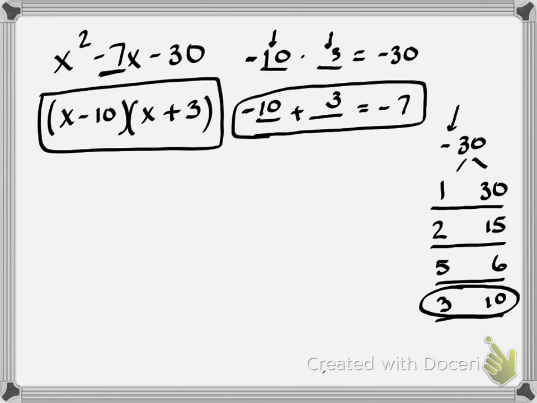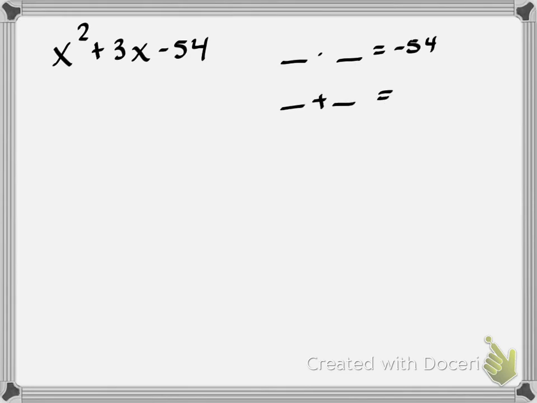Okay, let's take a look at another one. We'll go a little bit quicker now. So let's go x squared plus 3x minus 54. Again, we're going to put down our two blanks, and we're going to say what multiplies to negative 54 and adds up to positive 3.